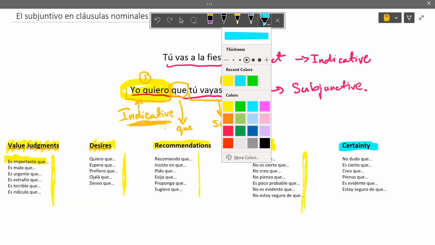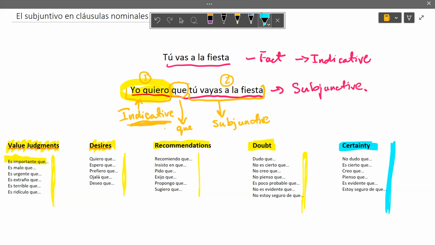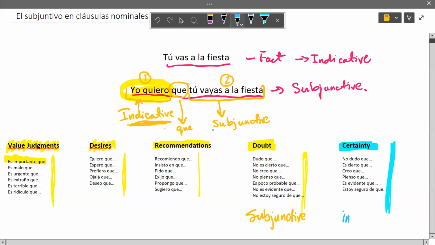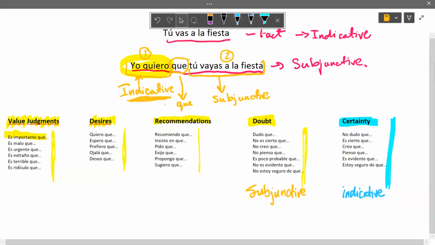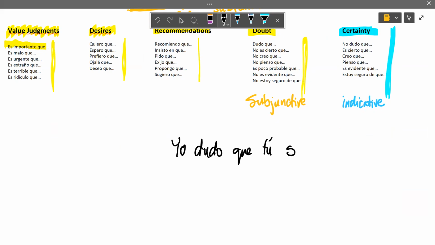Now, with doubt, we get into a little bit of an issue sometimes between doubt and certainty. So doubt is always subjunctive if you're expressing doubt. Certainty is always indicative, right? And we have to distinguish between those two things. So for example, if I were to write, yo dudo que tú saques una A. I doubt that you get an A, right?